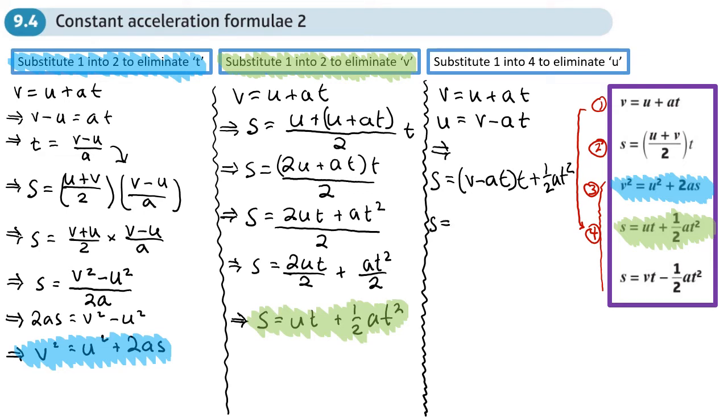From there, we'll multiply the brackets. So I'll have vt minus at squared plus half at squared. And then from there, we'll just get vt. So if you've got an at squared and you add half an at squared, you're going to end up with minus half at squared. And this is our third and final substitution to create our fifth SUVAT equation.